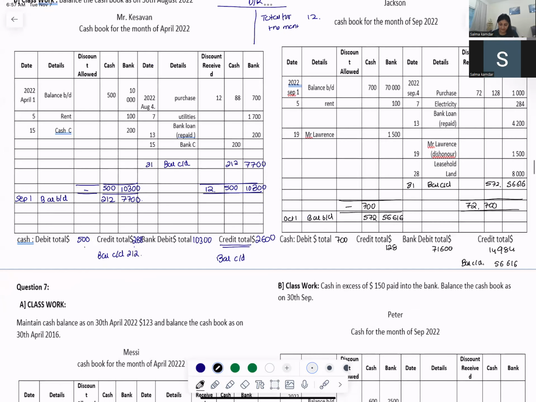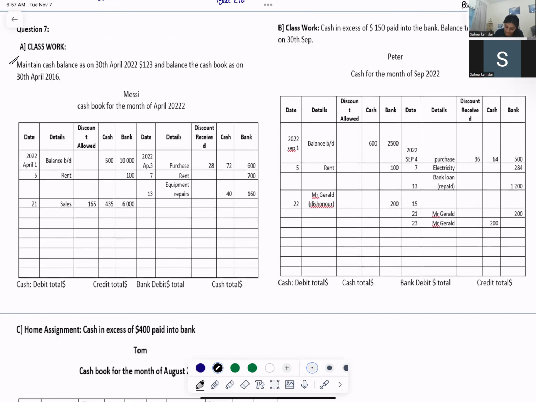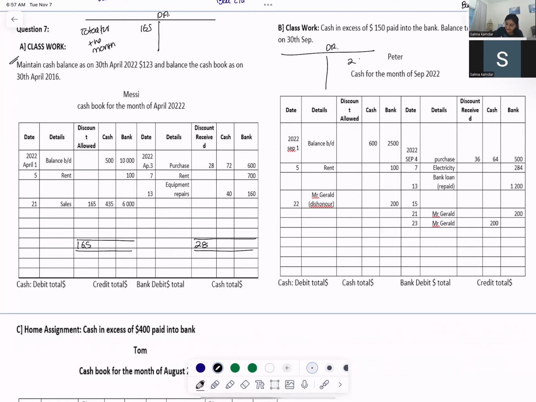Let's do the next sum. I'm sure you will be able to do this sum yourself, or you can do it along. You will make the total lines on both sides at the same place. Discount allowed is 165, discount received is 28. Discount allowed would go on the debit side of the discount allowed account as 165, total for the month. Discount received would go on the credit side of the discount received account, 28 as total for the month.